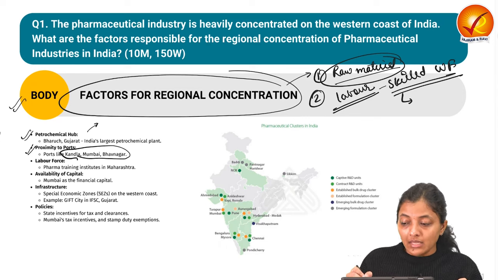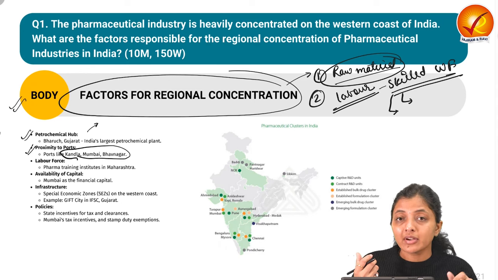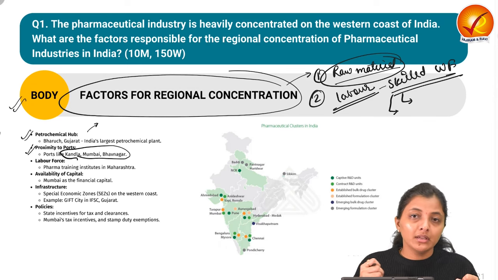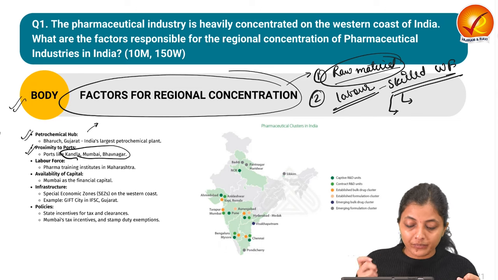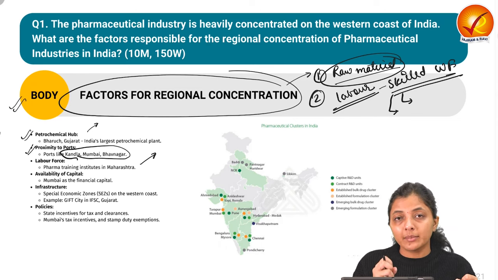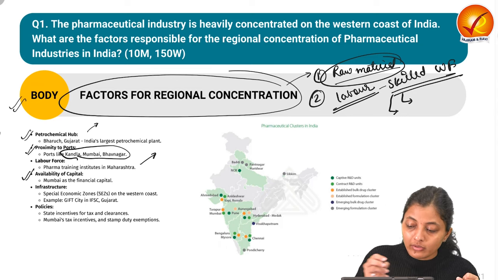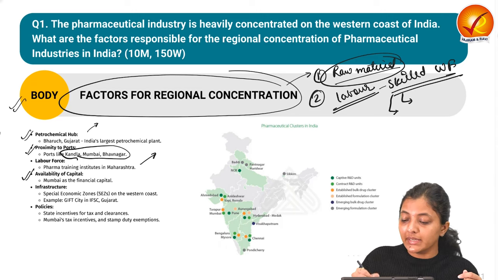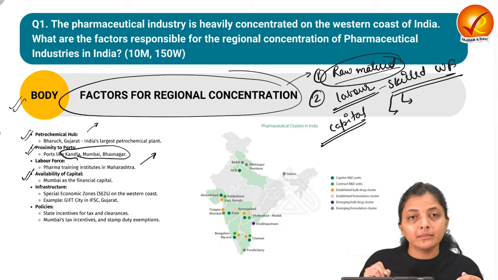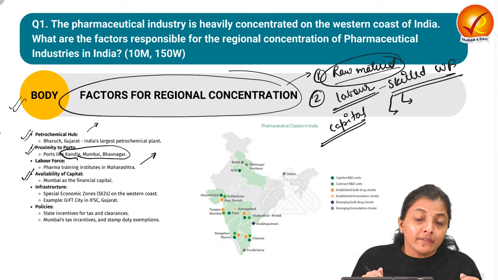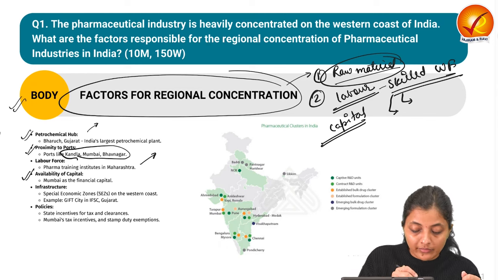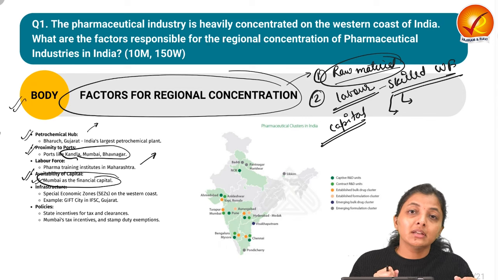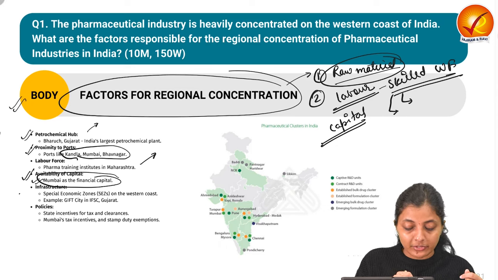And second, there should be institutions where the pharmaceutical sciences are being taught. So in Maharashtra, in Pune, there are different pharmaceutical sciences institutions. So our skilled labor workforce demand is getting satisfied from there. Next, for the establishment of the pharmaceutical industry, or any other industry, what do we need? We need capital. And from where will this capital come? From good banking facilities. When we have a good credit system, we have Mumbai, which is also known as the financial capital. Again, this satisfies the condition of capital for the establishment of the industries.